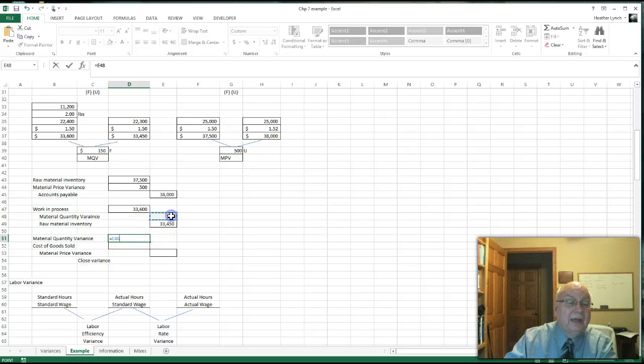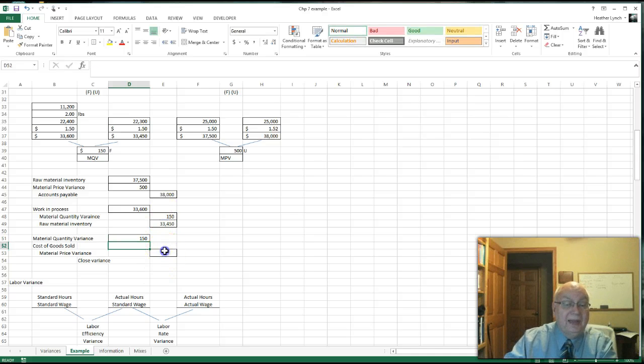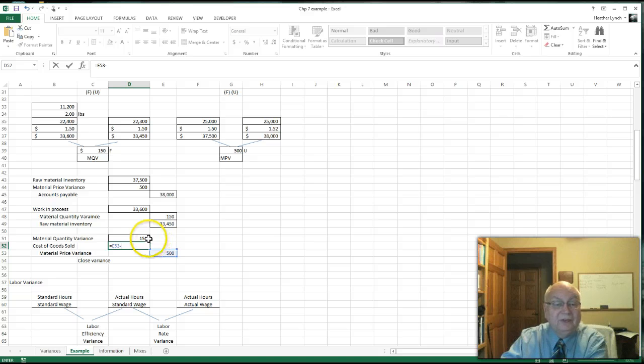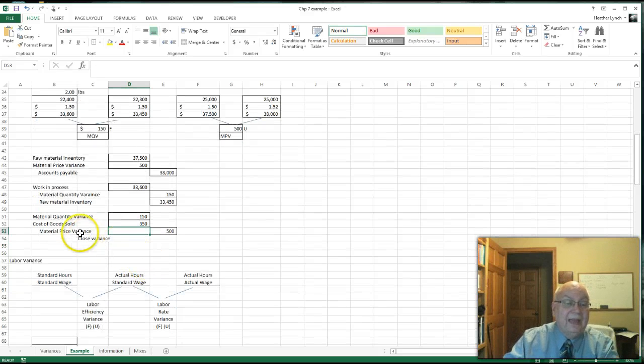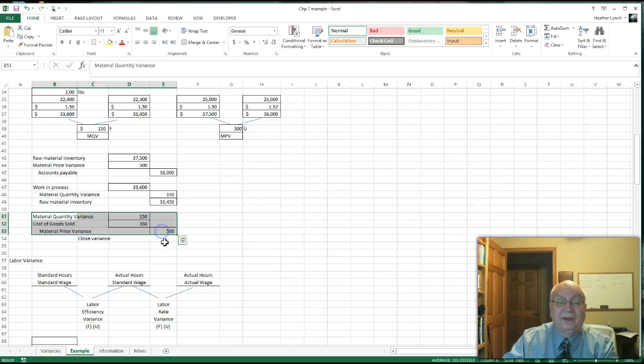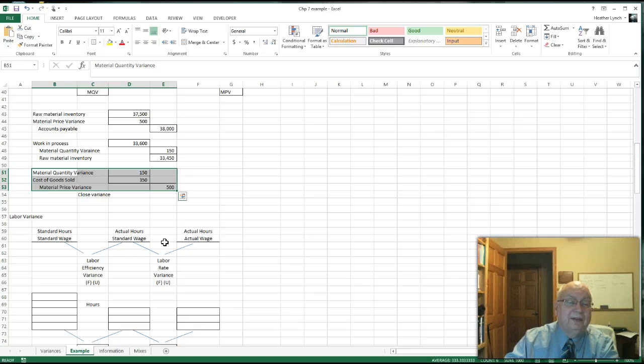So it's equal. If the material quantity variance is a credit, you debit the account. And since the price variance was a debit to start with, you'll credit the account to close it. And then the cost of goods sold is simply the difference to make it balance, or in this case, 350. Okay, this is to close out the variances. That's done at the end of the year, end of the quarter, whenever you happen to do that.